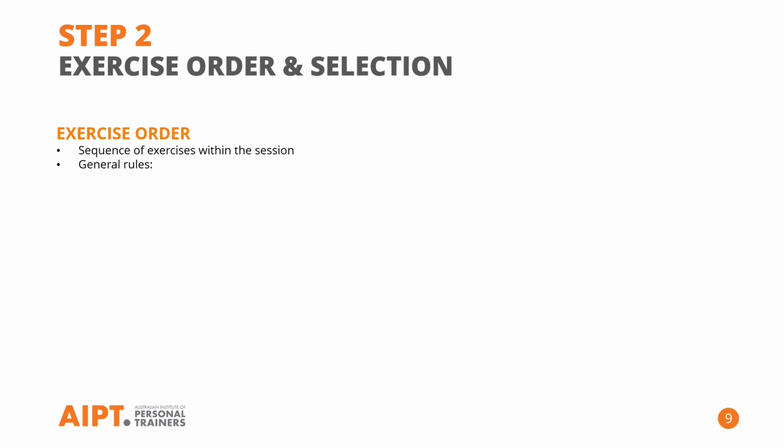Let's move on from intensity now and look at step number 2, which is exercise order and selection. So exercise ordering just refers to the sequencing of our individual exercises within any session. And there's a few general rules that we would follow that guide us in what's best practice when ordering our exercises when we're writing a program.